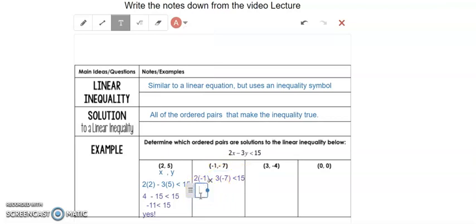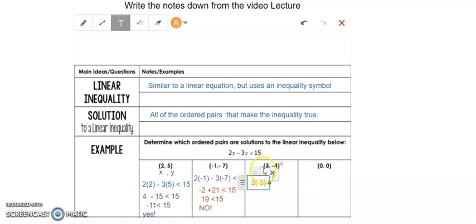So 2 times negative 1, that's negative 2. And then I have negative 3 times negative 7, that's going to become, let me bring that out a little bit, positive 21 is all less than 15. And then when I go to simplify that, I get 21 minus 2, which is going to be 19. So I get 19 is less than 15, and that's not true. So no, this is not a solution to the inequality.